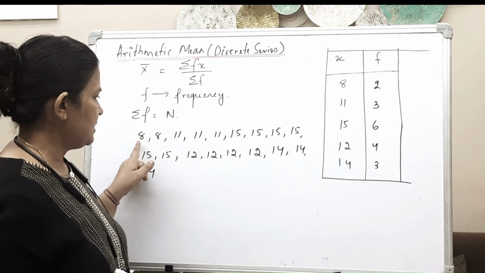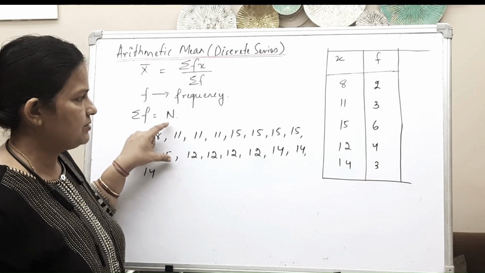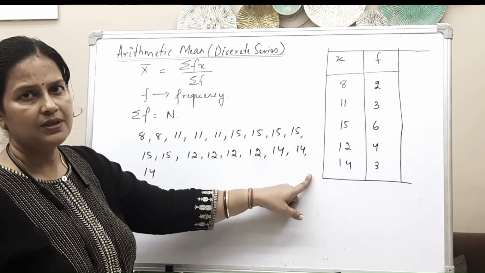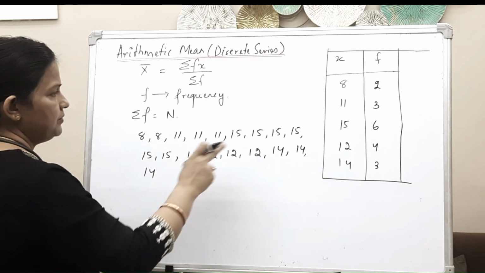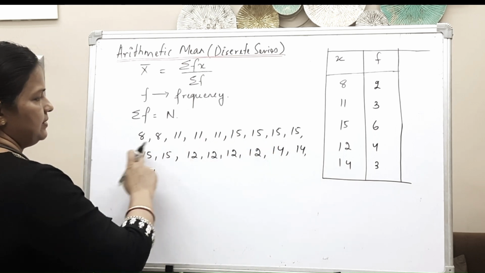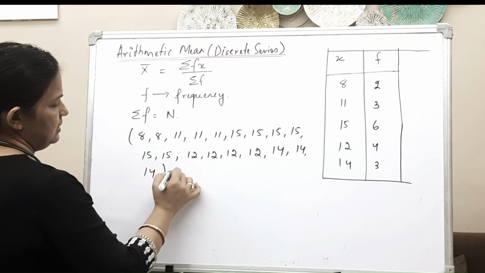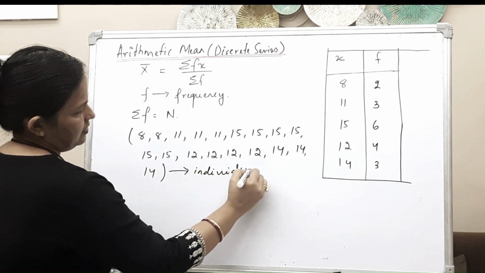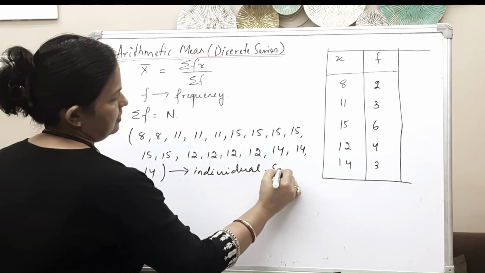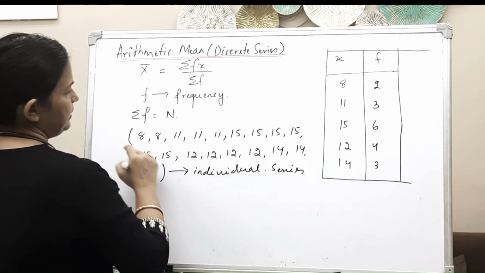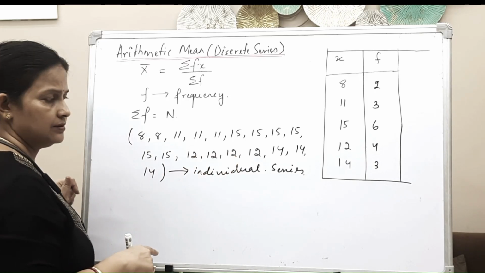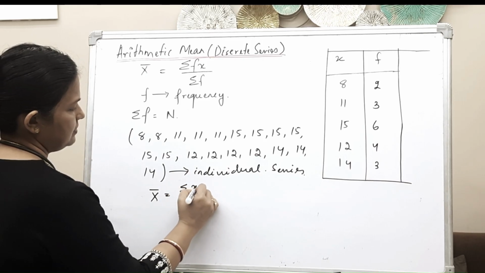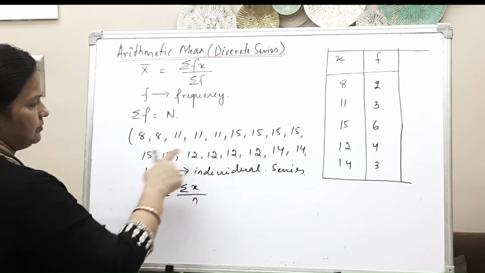So what happens in this case? We have taken the individual series and converted it into a discrete one. If we write like this, you see this is an individual series. How are we going to calculate the mean for this one? X bar equal to sigma of x divided by n. So what is sigma of x?